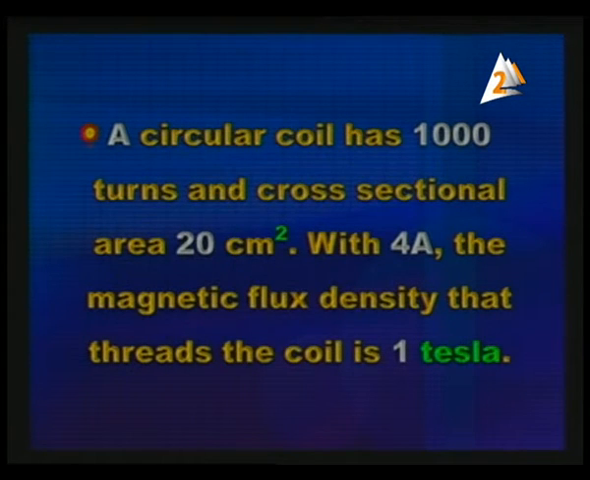Another problem, a circular coil has 1000 turns and cross-sectional area 20 centimeter squared. So number of turns 1000, area 20 centimeter squared. It should be converted into meter squared. It is multiplied by 10 power negative 4, with a current of 4 amperes. The magnetic flux density that threads the coil is 1 Tesla.